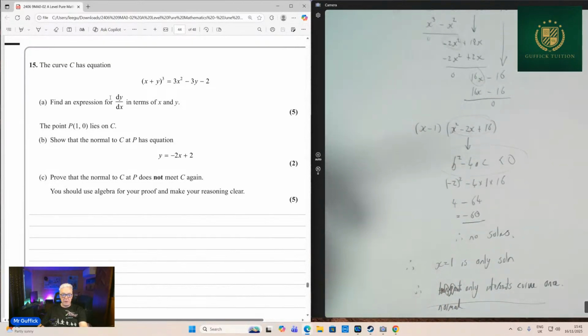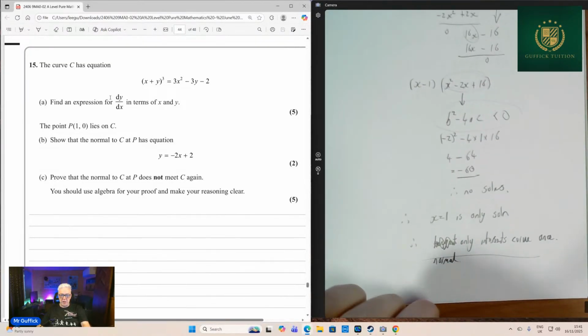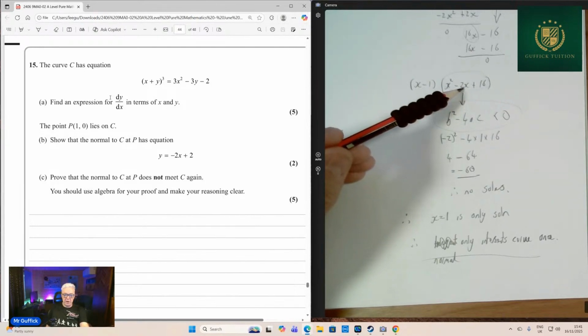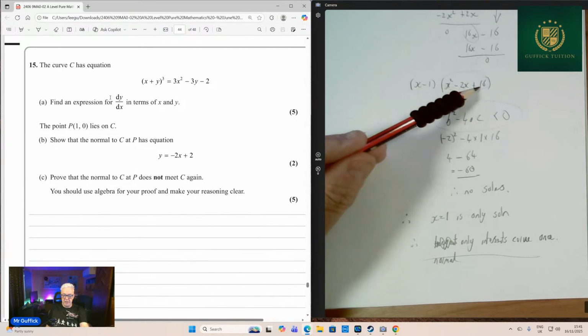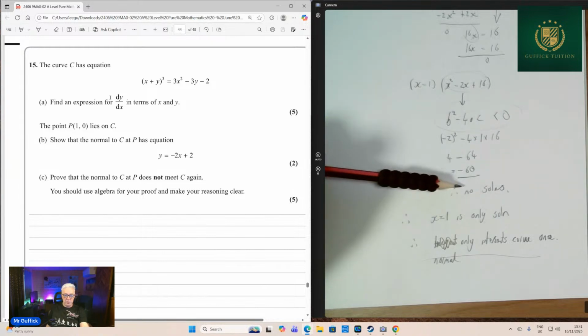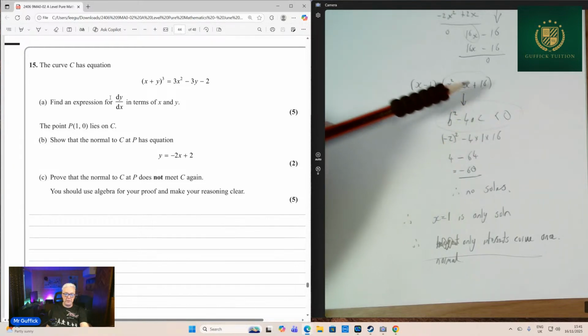So I'm going to evaluate the discriminant of that quadratic. b squared minus 4ac is minus 2 squared minus 4 times 1 times 16. When you work that out, that gives you minus 60. So minus 60 is less than 0. Therefore, there are no solutions coming from this quadratic.